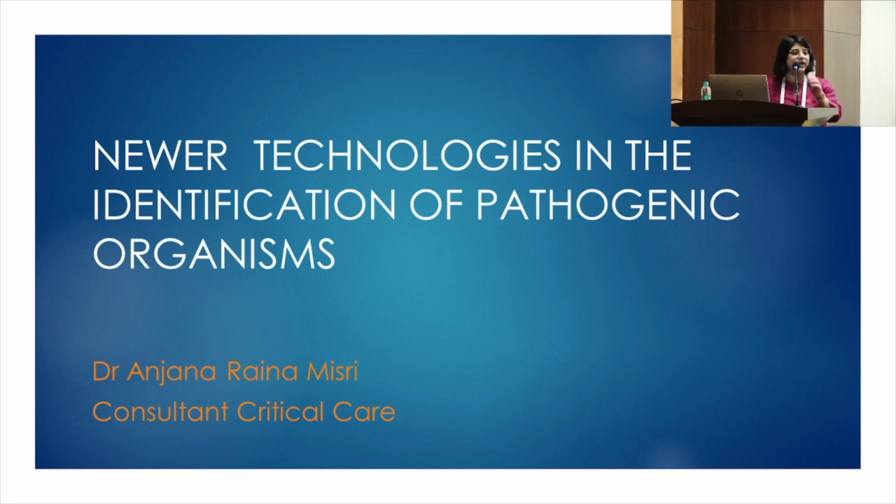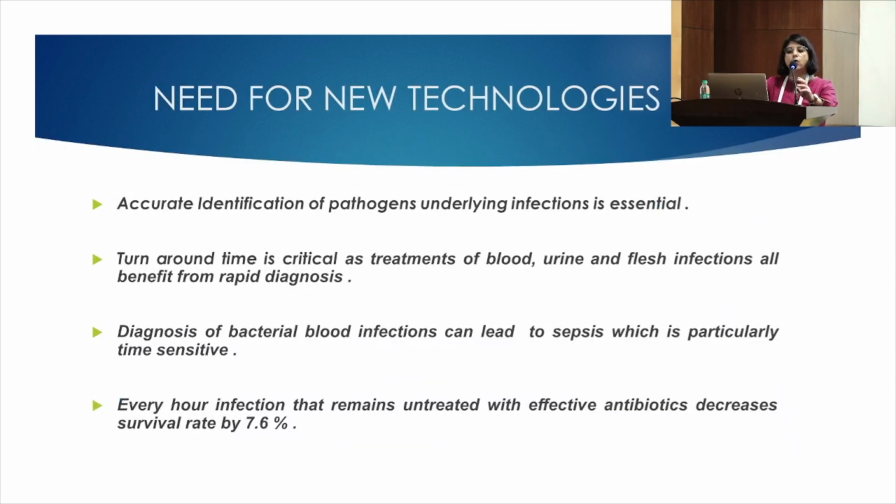My topic is on the newer technologies and the identification of the pathogenic organism. Now, why do we need the new technologies? Well, accurate identification of the pathogen underlying the infections is very, very essential. The other thing is the turnaround time. That is very critical for treatment of any type of infection because it can progress to sepsis. And we know that every hour an infection remains untreated with effective antibiotics decreases the survival rate by 7.6%.